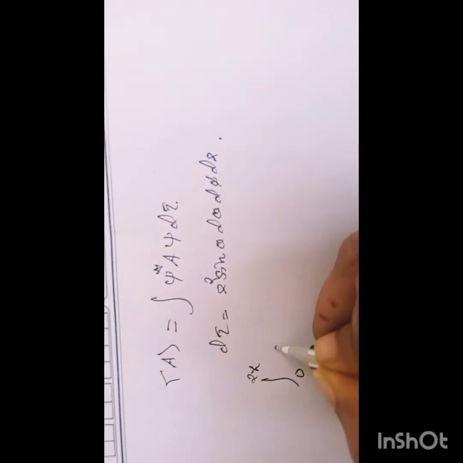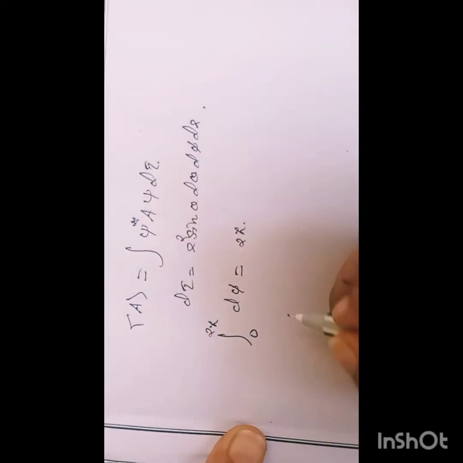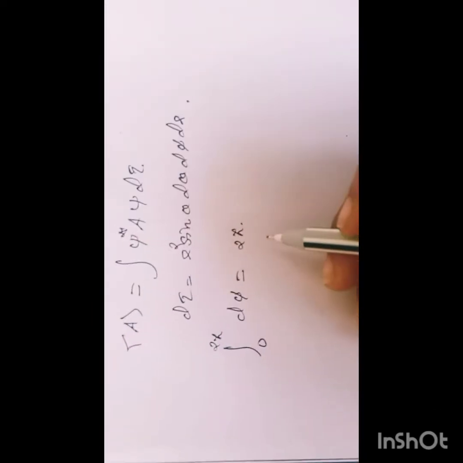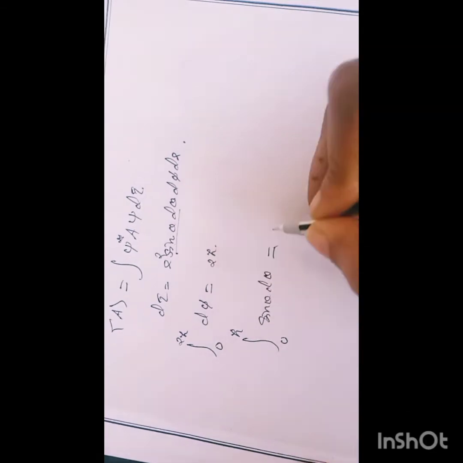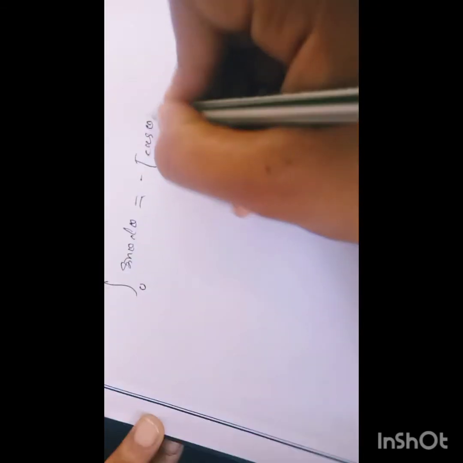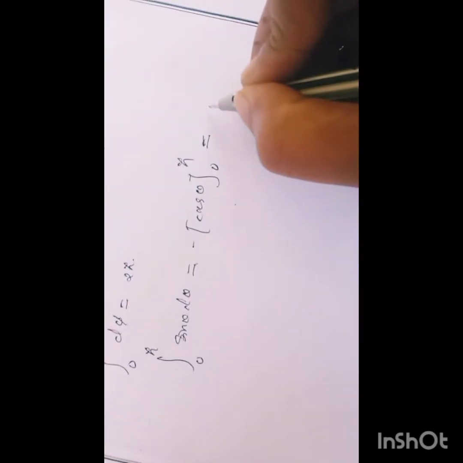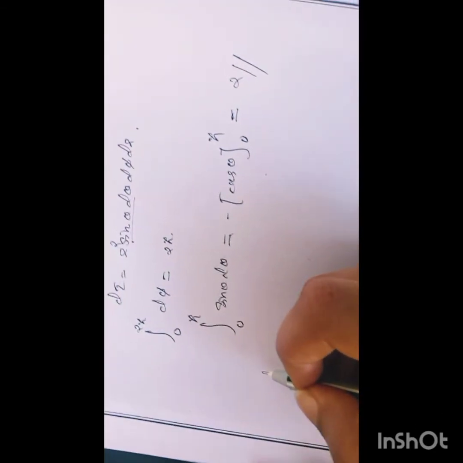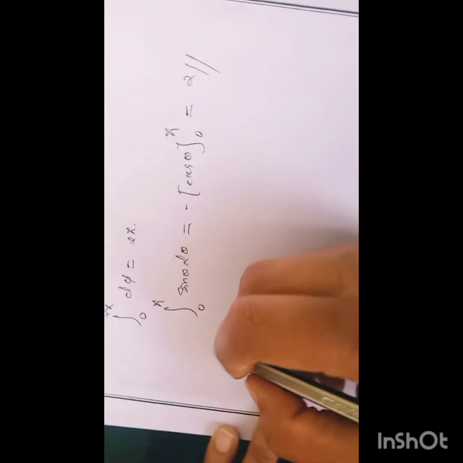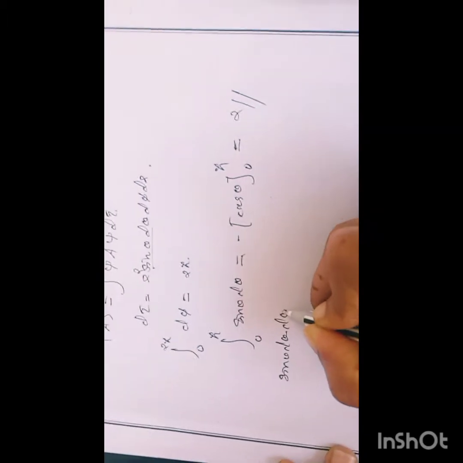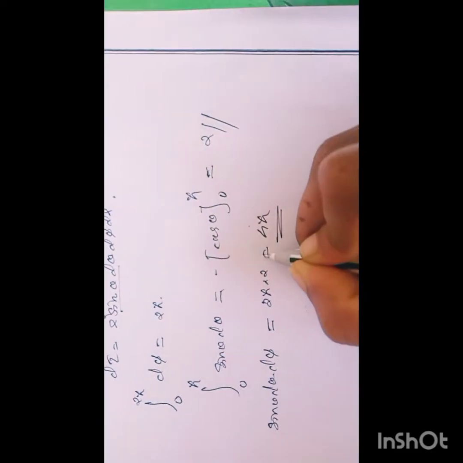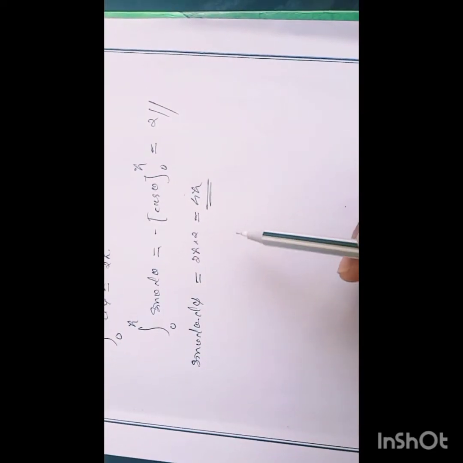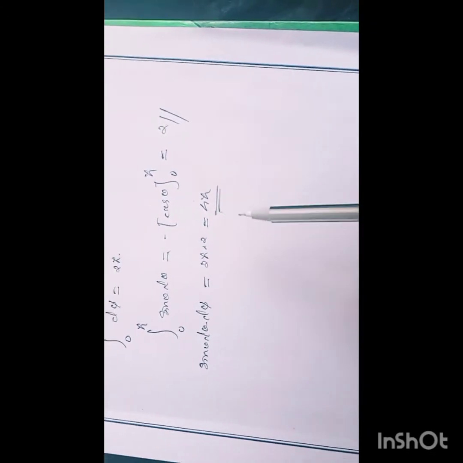Here phi varies from 0 to 2 pi. Then integral 0 to 2 pi d phi is equal to 2 pi. Then theta varies from 0 to pi. So integral 0 to pi sin theta d theta is equal to minus of cos theta, and the limit varies from 0 to pi, which is 2. So the angular part, that is sin theta d theta d phi, is equal to 2 pi into 2, which is equal to 4 pi. Hence the angular part contributes a factor of 4 pi in all the integrations.